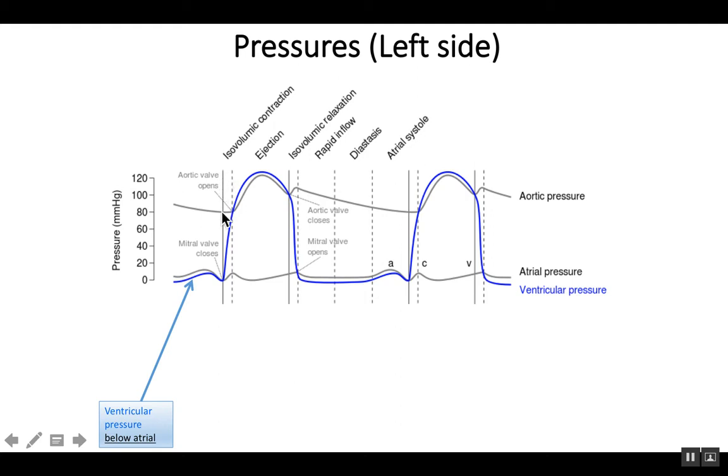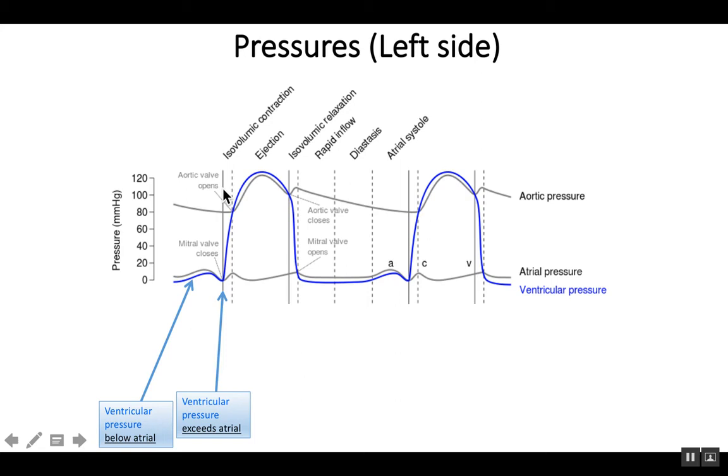This vertical solid line represents the onset of ventricular contraction. And right at that onset of ventricular contraction, the pressure in the ventricle goes above the pressure in the atrium. And when ventricular pressure exceeds atrial pressure, it closes that mitral valve. So almost immediately, right at the onset of ventricular contraction, the mitral valve closes, and that should make sense because we don't want to eject blood into the atrium. We want to close that valve.